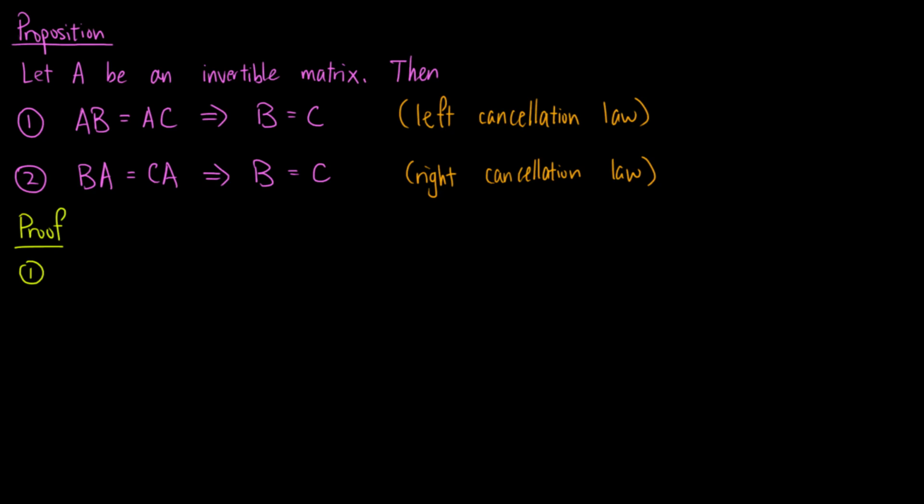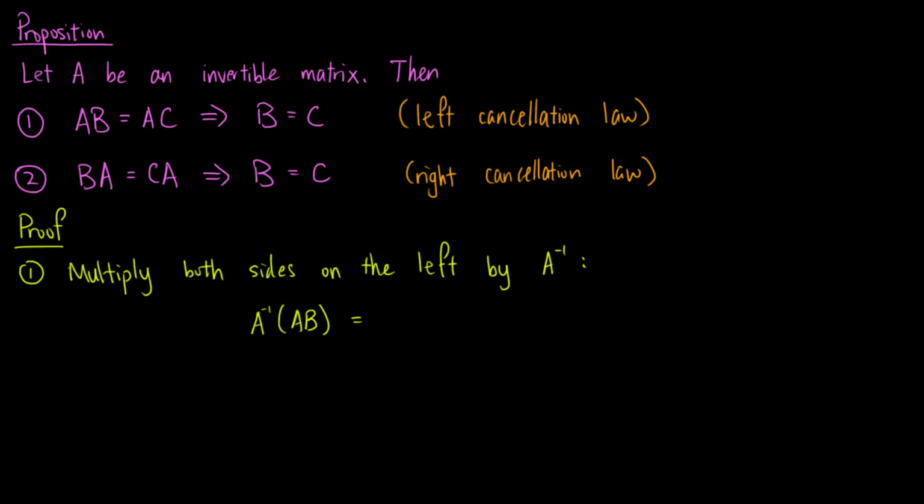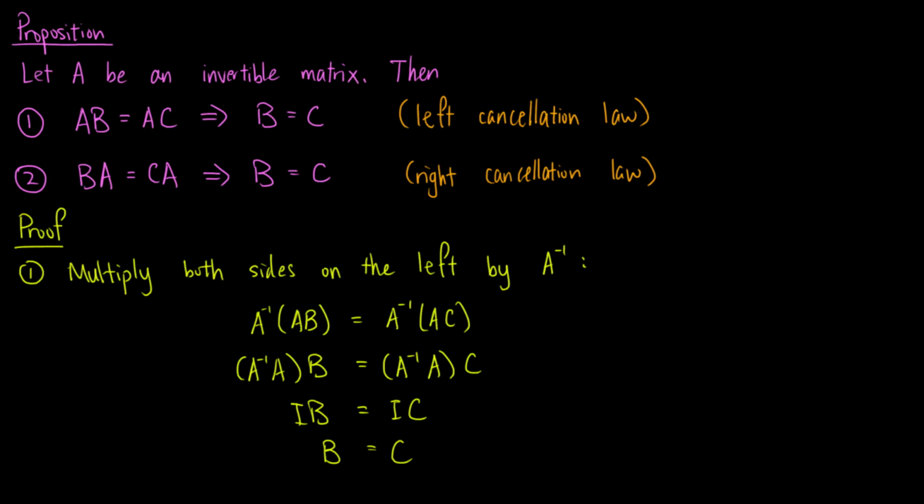For the first point, we multiply both sides on the left by A inverse. We get A inverse times (A times B) equals A inverse times (A times C). By associativity, we have (A inverse times A) times B equals (A inverse times A) times C. Both brackets become the identity matrix, so we are left with B equals C. The proof of the second point is very similar, just that we multiply on the right instead, so we will not repeat the proof here.